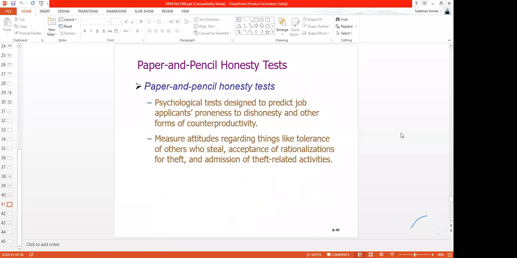Yet there can be another test which is known as the paper and pencil honesty test. Paper and pencil honesty tests are psychological tests designed to predict job applicants' proneness to dishonesty and other forms of counterproductivity. In these types of tests, there are certain explicitly or implicitly elaborated questions, and you have to respond to those questions. You have to write your answers, and through that, it is predicted whether you are more honest in your aptitude and attitude or not.